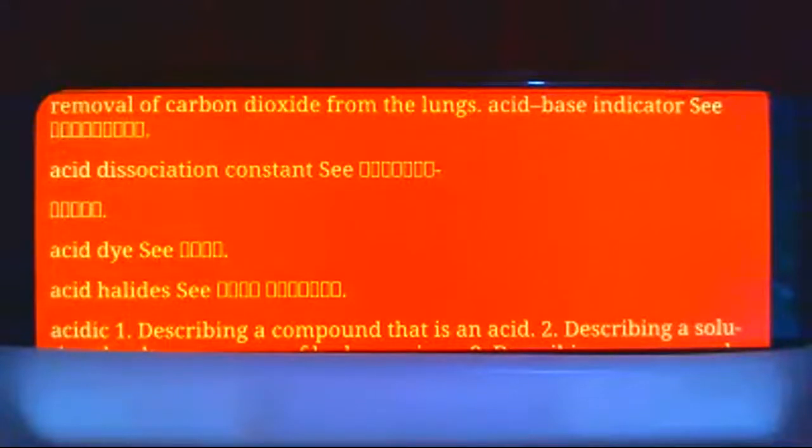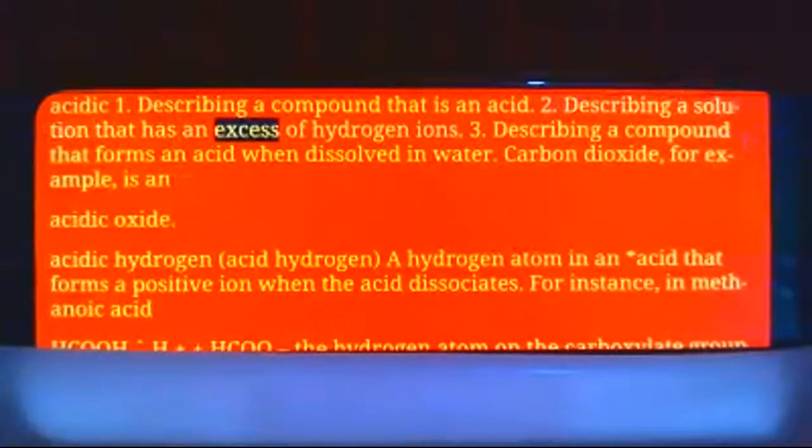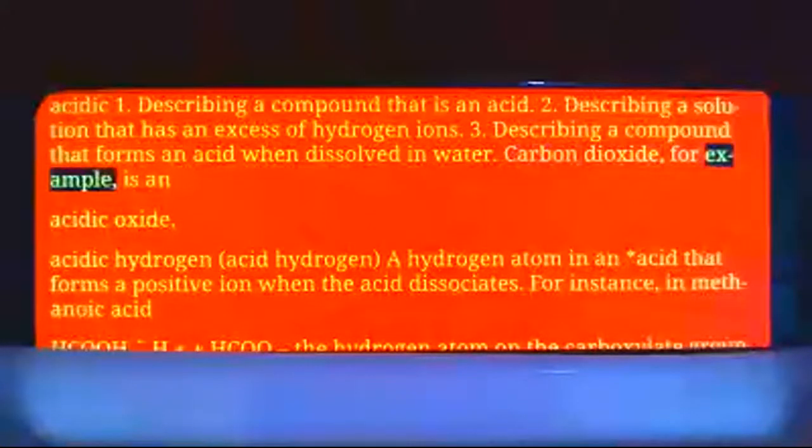Acid-base indicator. See indicator. Acid dissociation constant. See dissociation constant. Acid dye. See dye. Acid halide. See acyl halide. Acidic: 1. Describing a compound that is an acid. 2. Describing a solution that has an excess of hydrogen ions. 3. Describing a compound that forms an acid when dissolved in water. Carbon dioxide, for example, is an acidic oxide.